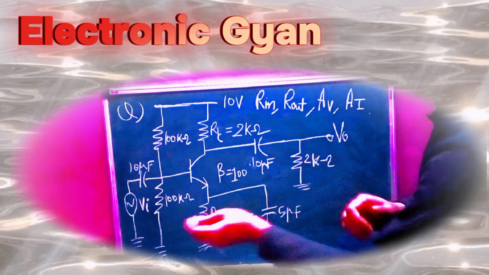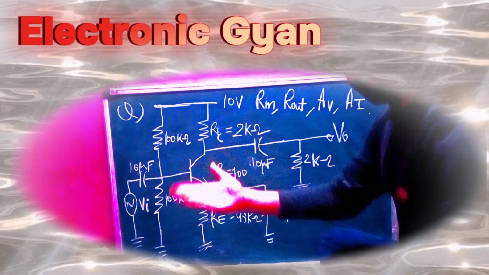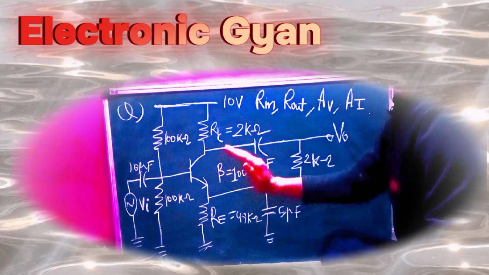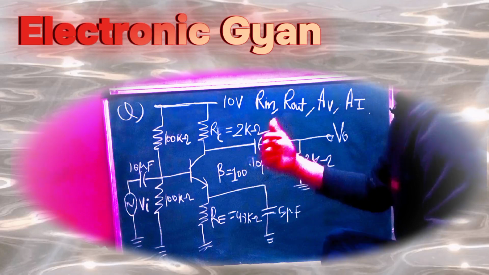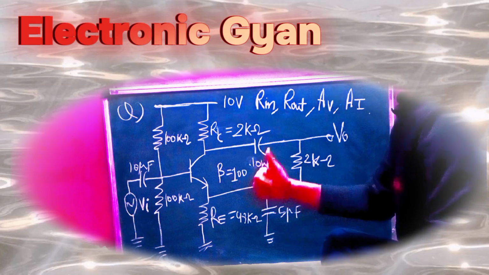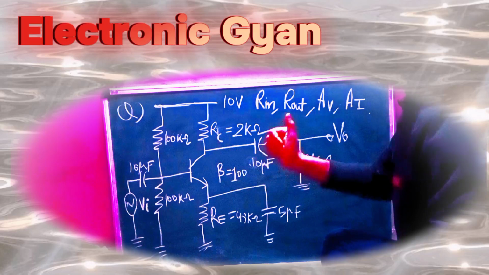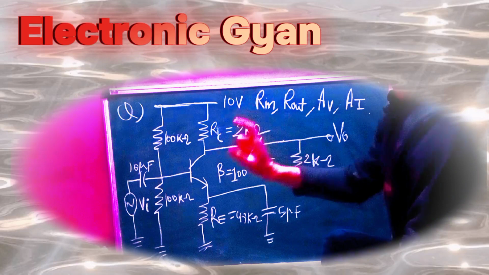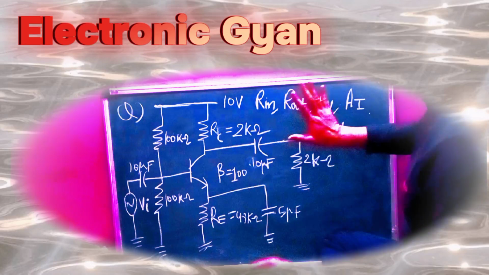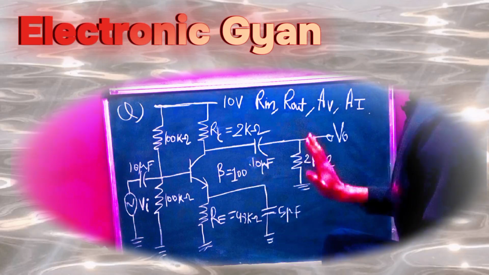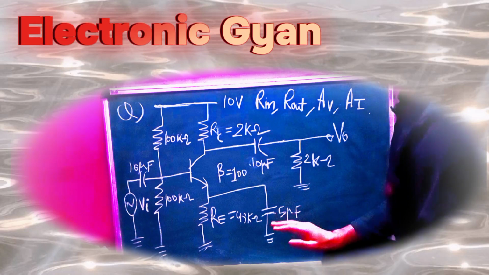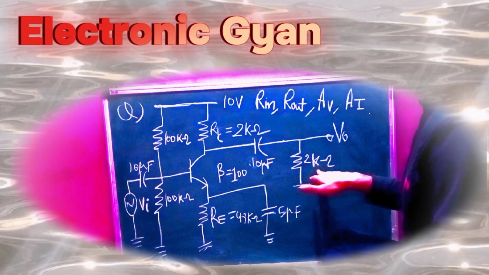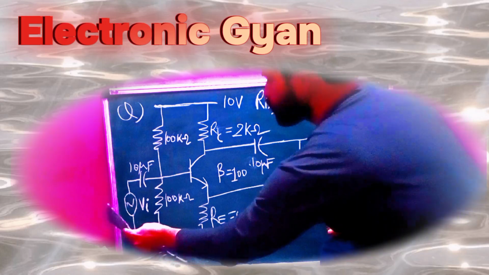First of all, we will go for DC analysis, because before going to AC small signal analysis, we need to do DC analysis. Why? Because we need the DC collector current, through which we can find the transconductance parameter, which is very important. Please note this down: this is 100 kilo ohm, 2 kilo ohm, 4.3 kilo ohm, 5 microfarad, and the output load 2 kilo ohm. So let's go for DC analysis.